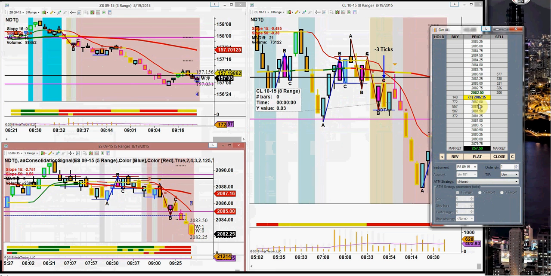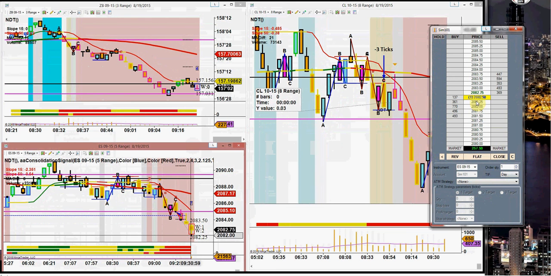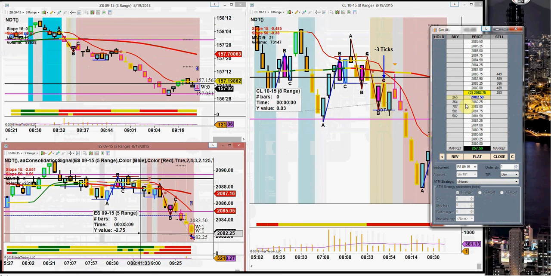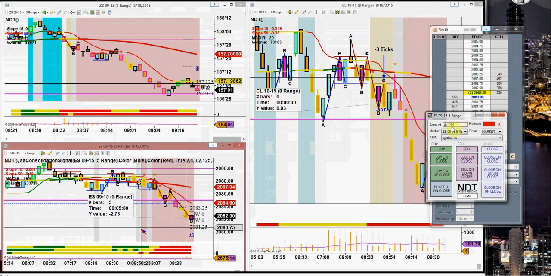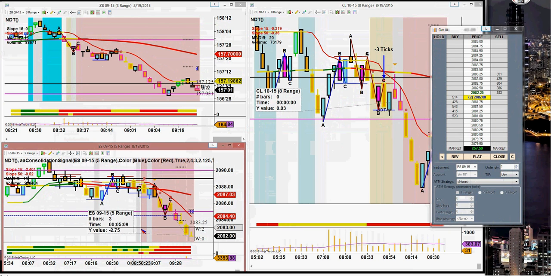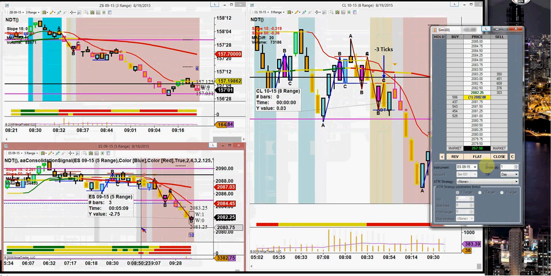They got out a little early, but as you guys saw, it did go through the third profit target for me as well. And everything went as planned on this. Right through the first, 11 ticks. And it looks like that went 12 ticks.